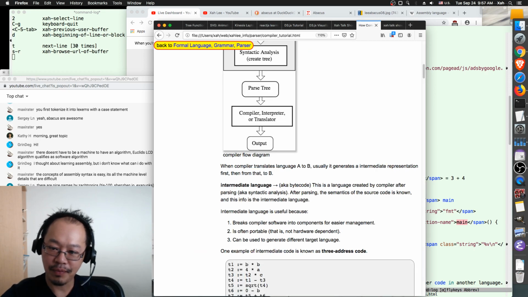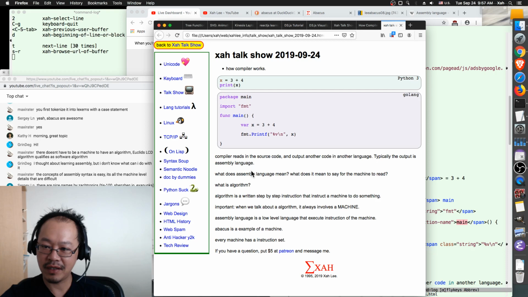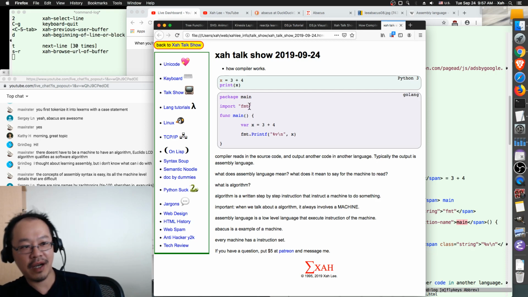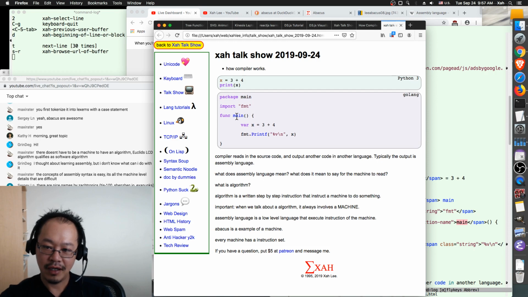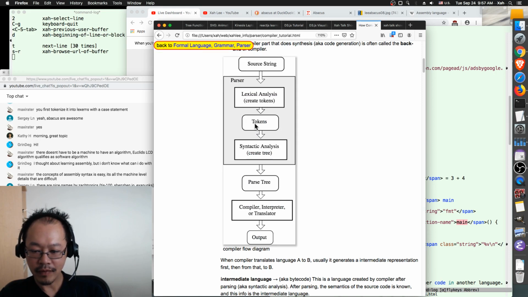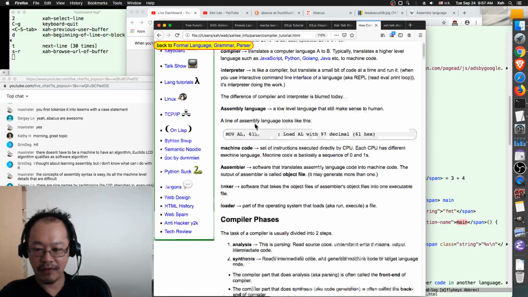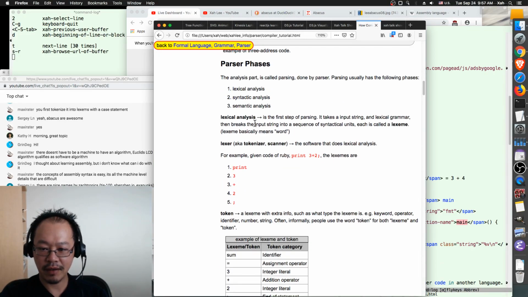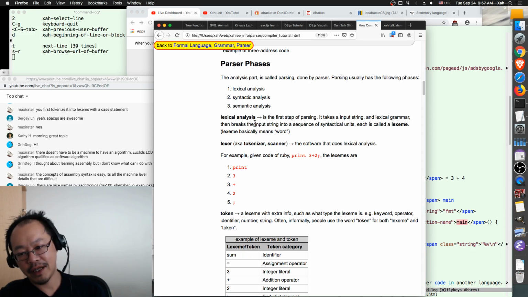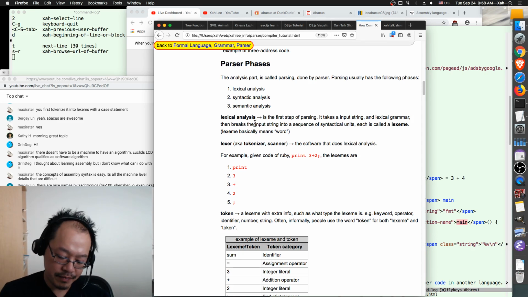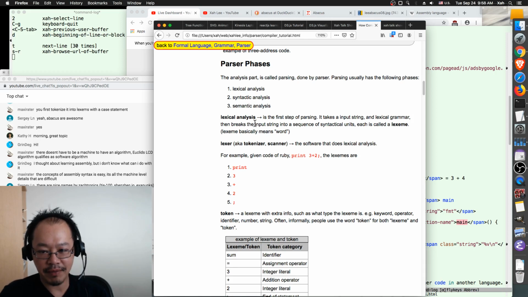To do parsing, first of all, it involves understanding a language, because each language is different. That means the concept of grammar. Each language needs to have a grammar. Looking at the compiler phases, parsing can be broken down into three steps: lexical analysis, syntactic analysis, and semantic analysis.